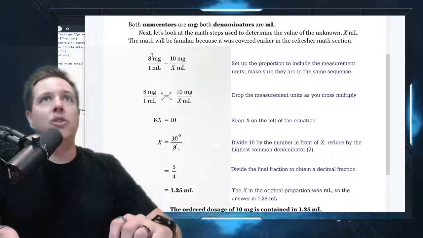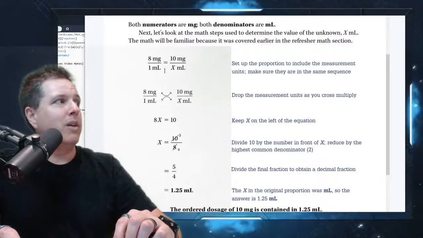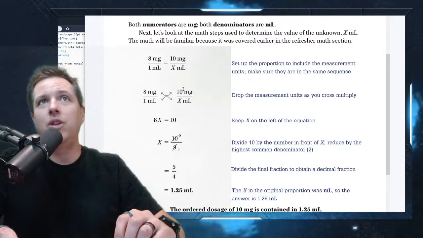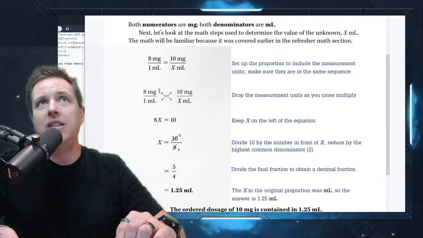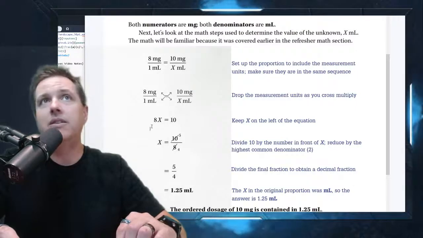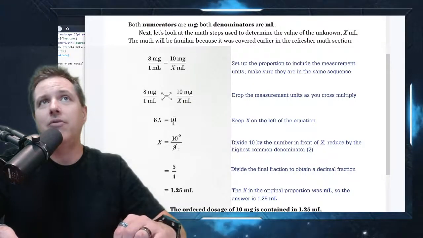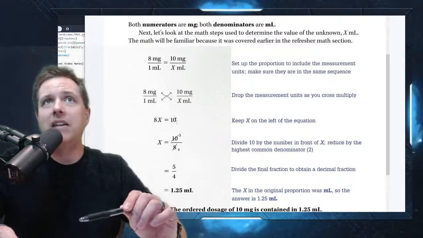Right. So then what we do is we set this up. 8 milligrams to 1 milliliter equals 10 milligrams to some unknown value. And you can see that symbol again. What are we doing here? We're cross multiplying. So you can see we're multiplying the x times the 8, right? Top left to bottom right gives us our 8x piece. And then from bottom left to top right, we have 10 times 1. So that's where the 10 is coming from. So we're seeing 8x equals 10.